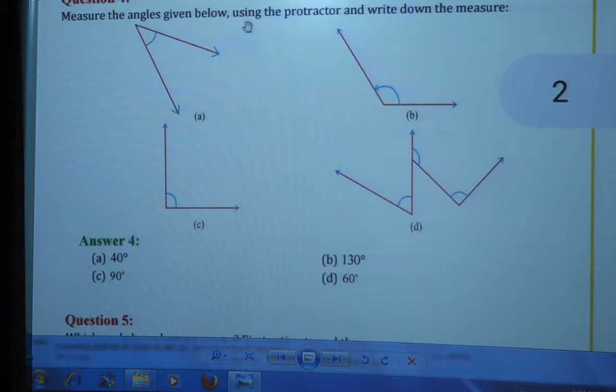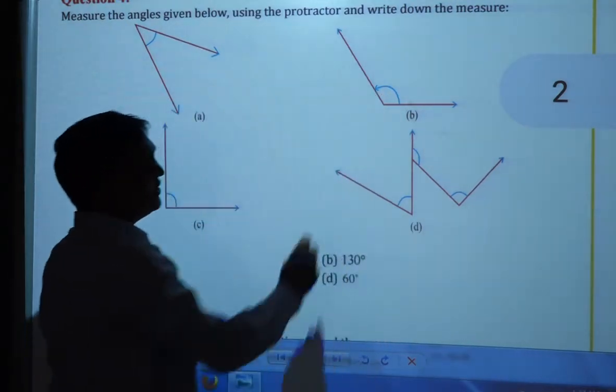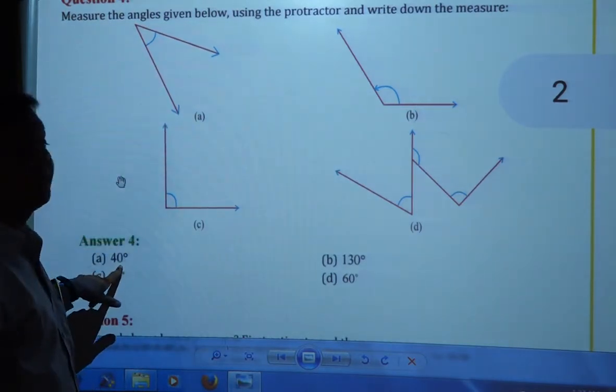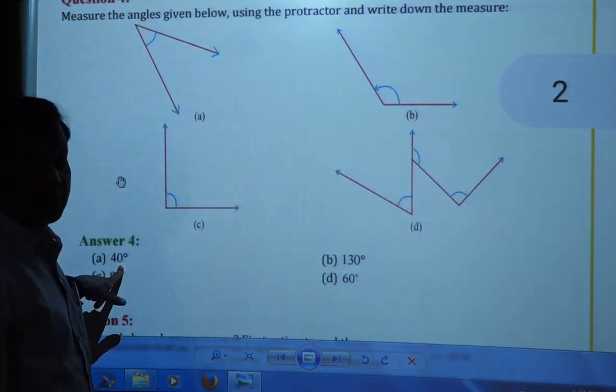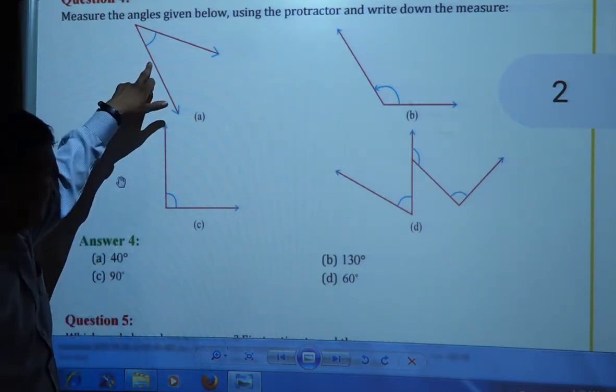Measure the angles given below using the protractor and write down the measures. In your textbook, the figures are given. With the help of the protractor, measure this. If you measure this angle, you will get 40 degrees. You try this in the textbook with a protractor and measure it. You will get the first one as 40 degrees.